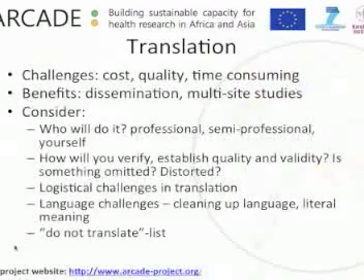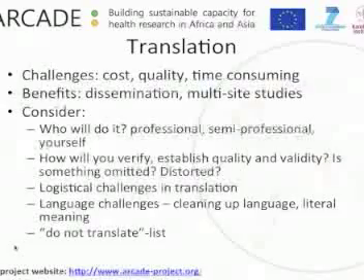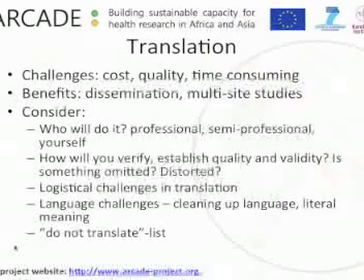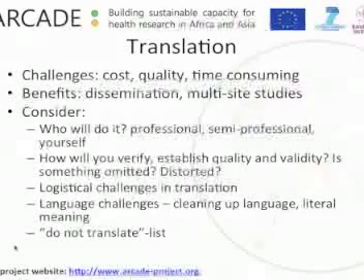Here again, you need to consider who will do it. Will it be a professional translator? Will it be a semi-professional person, somebody you hire? Will you do it yourself? And how will you verify and establish quality and validity? Will you do back translation, which means that you will translate the entire thing again? Will you have somebody check it? Is something omitted, like what happened to me?